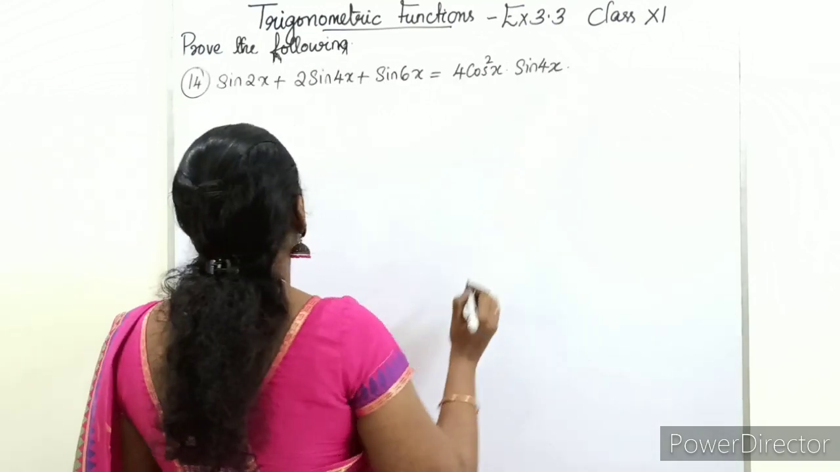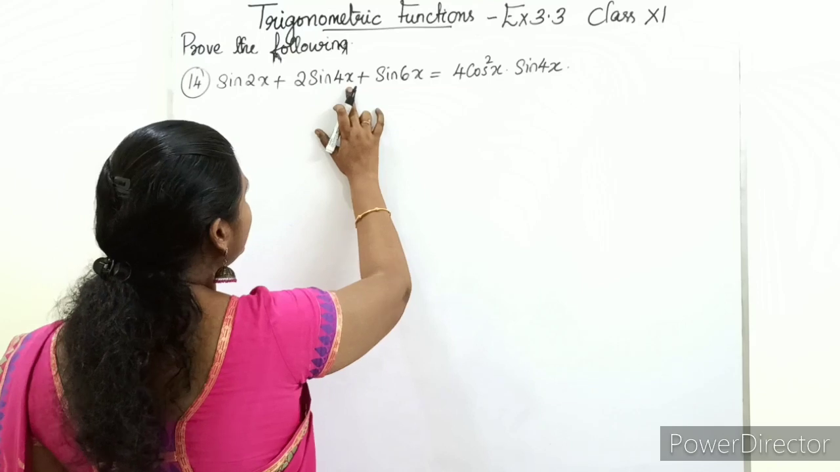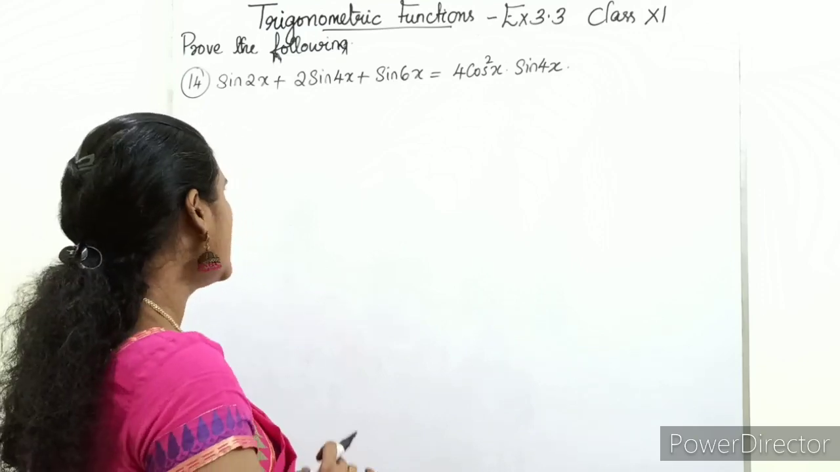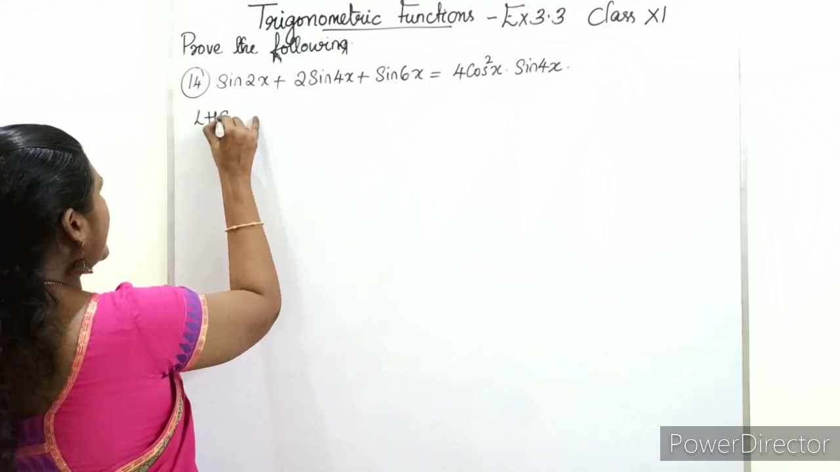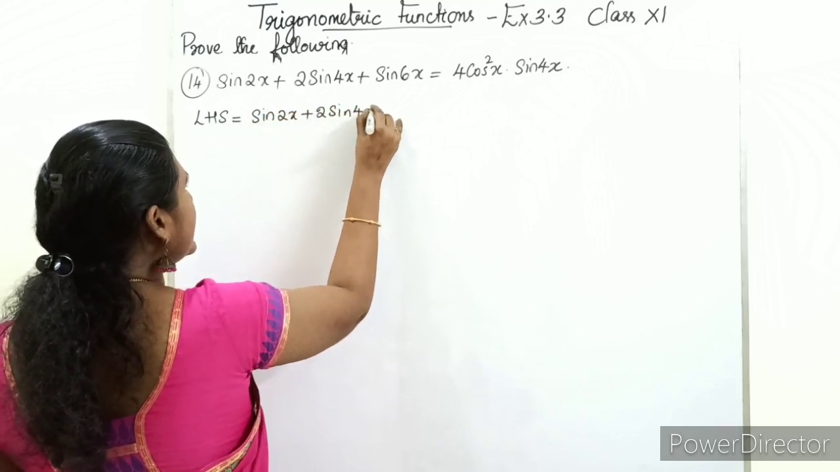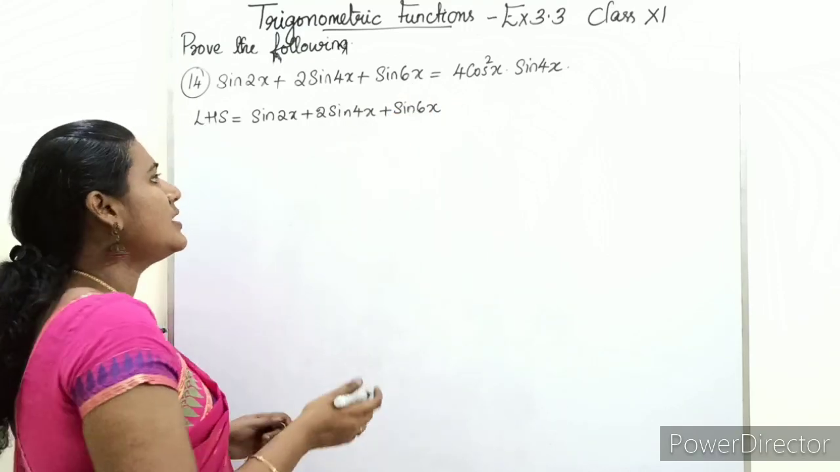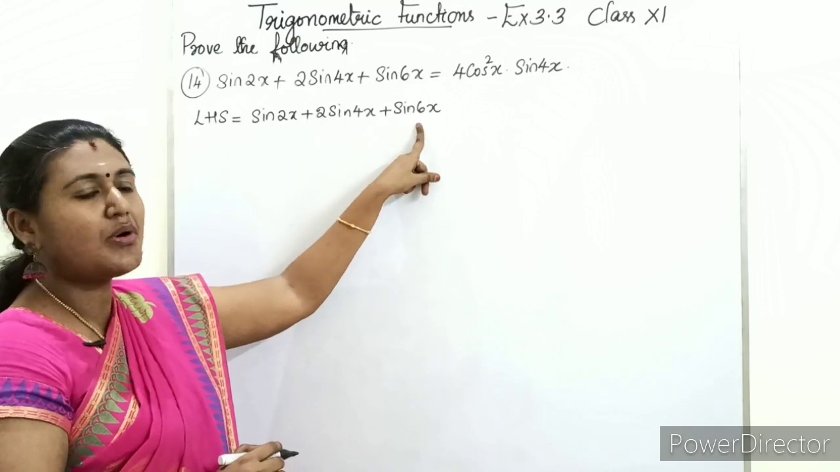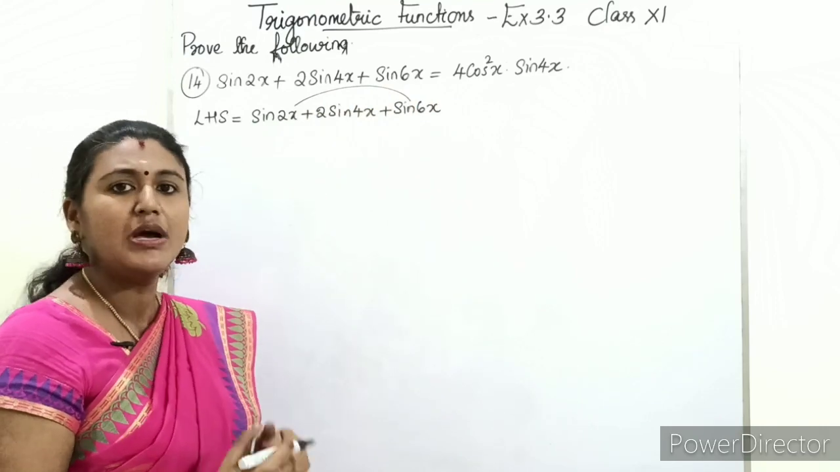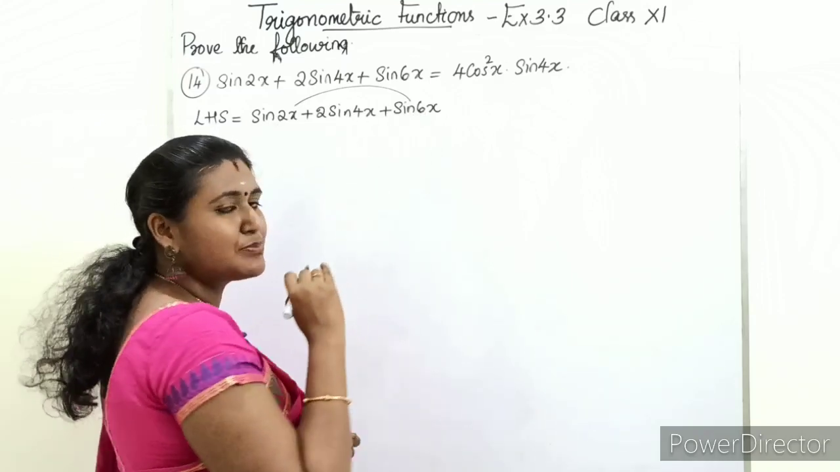Okay, now next question. Question number 14: sin 2x plus 2 sin 4x plus sin 6x is equal to 4 cos square x into sin 4x. We will start with the left side. LHS equal to sin 2x plus 2 sin 4x plus sin 6x. This type of question we have already done as an example question. Here we have 3 terms. So what we have to do is group the first and the last term together. Why do we have to group? Because 2x plus 6x by 2, what do you answer?